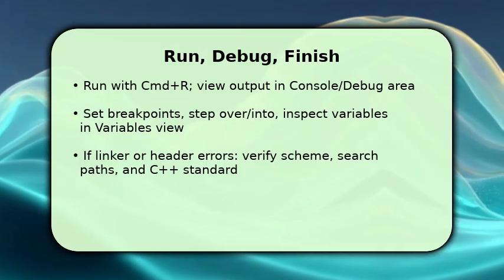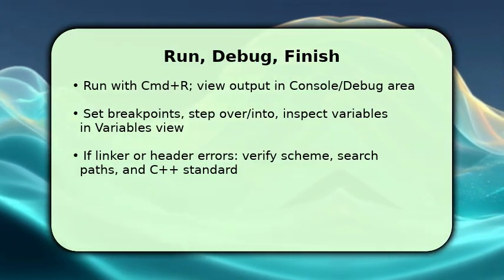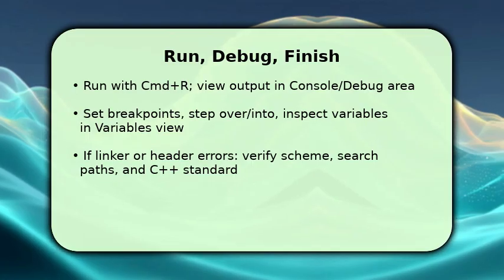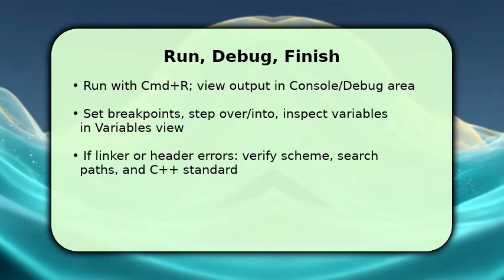If something goes wrong, like a linker error, header not found, or wrong standard, check build settings for include and search paths, ensure the C++ standard is correct, and confirm the target platform to quickly resolve the issue.